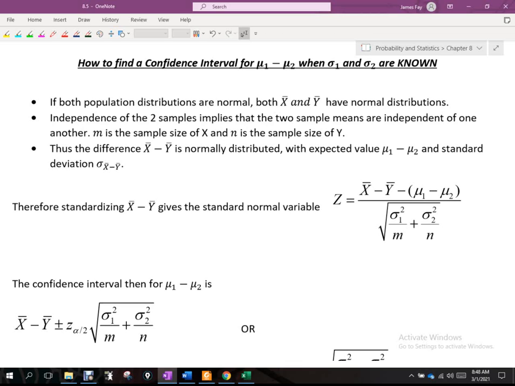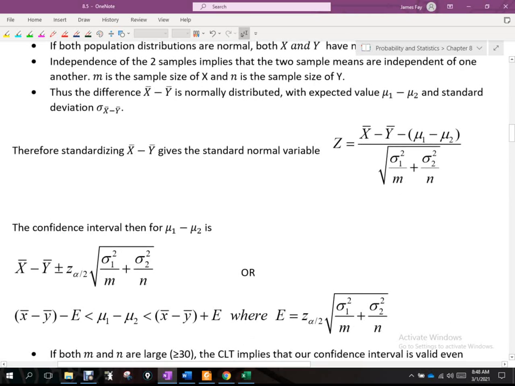Those are independent groups, correct? There's no overlap. Okay, so that's got to be key here. The third bullet says the difference X bar minus Y bar is normally distributed with expected value mu1 minus mu2 and standard deviation sigma sub X bar minus Y bar. Okay, so we need to be able to standardize things.